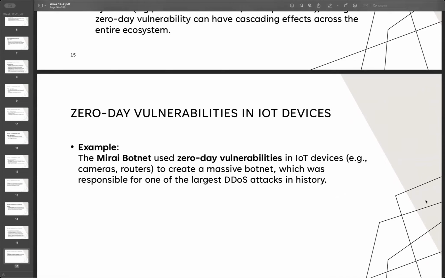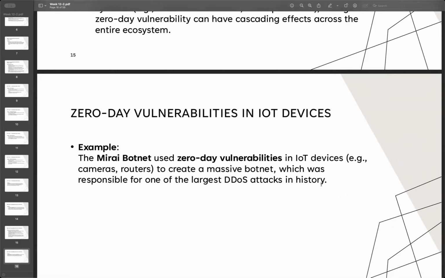So it's using a zero-day, because they tried to create a massive botnet, which was responsible for one of the largest DDoS attacks in history. So we're talking about this. They used all the cameras, routers, and connected devices, starting from a zero-day, because the vendor never knew. They really had to wait until it happened, maybe for a month, before they were able to realize it, and then release the firmware somehow.